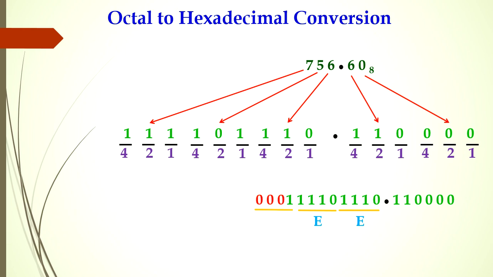For the next group only 1 bit is available here, so the value will be 1, since it is 0 plus 0 plus 0 plus 1, which is 1.